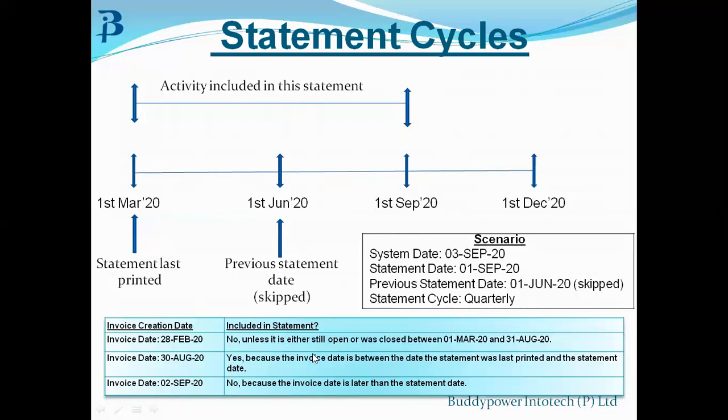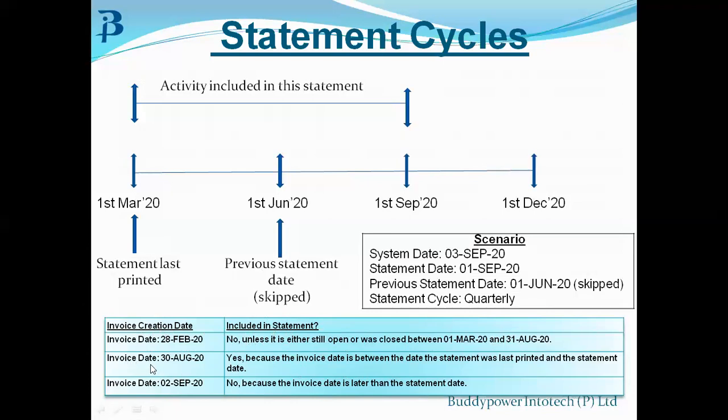This is a table which illustrates the logic used to include particular invoices on that statement. If an invoice was created on 28th Feb 2020, will it be included in the statement or not? It will not be included, unless it is either still open or was closed between 1st March and 31st August, as this was created on 28th Feb. So this will not be included in your statement.